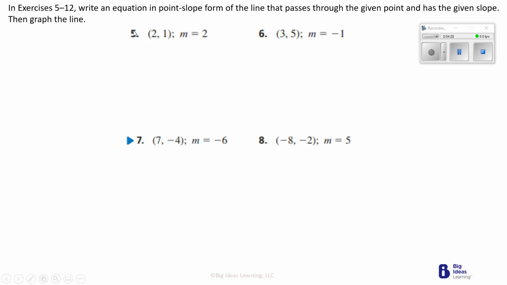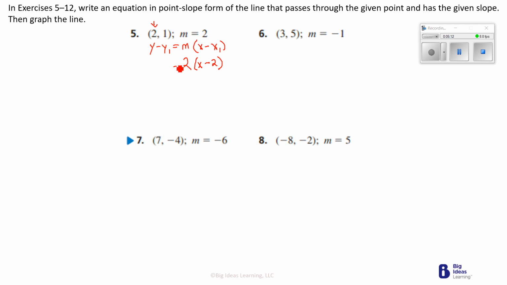Number 5, it says write the equation in point-slope form that passes through the given point. Okay, if I do this, I know that my slope is 2, and my x is going to be 1, my y is going to be 2. If I wrote this out, just remember this is y minus y1 equals m times x minus x1. So m obviously is 2. x minus, and my x is 2, right? So I'm going to put 2 over here.